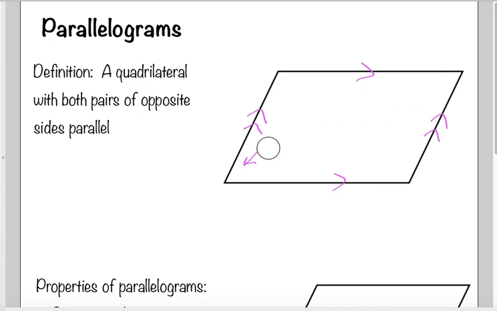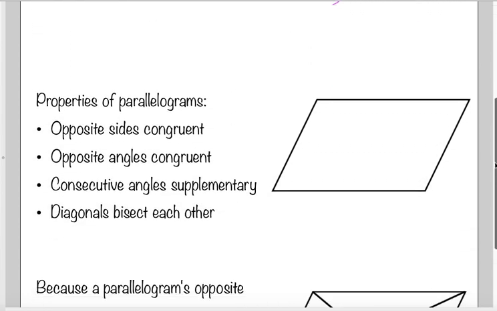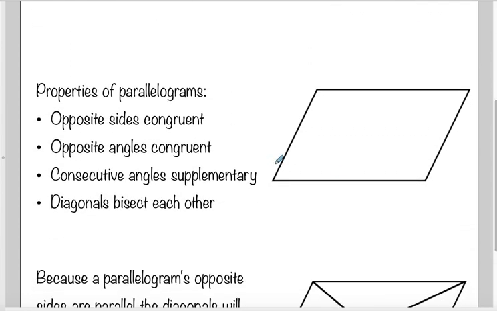And what consecutive means is just like, in a row. So the two across the top, the two across the side here, the two across the bottom, and the two on that side would be supplementary to each other. Some other properties of parallelograms are that opposite sides are congruent. So this side and this side are equal to each other, and so are these opposite sides.